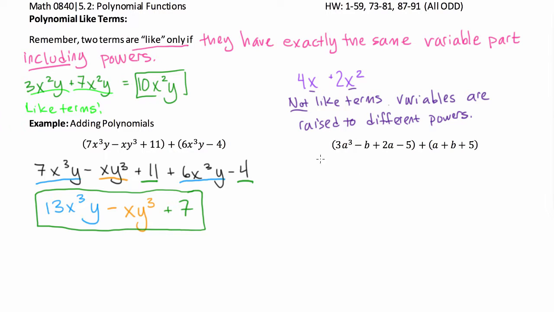I'll do one more example over here. I have 3a cubed minus b plus 2a minus 5 plus a plus b plus 5. So now I only have one a cubed term. So that's just going to come straight down because there's no terms that are like it that I can combine. Now if I subtract b and then add b, I end up with no b. So I'll write this down here. So minus b plus b.